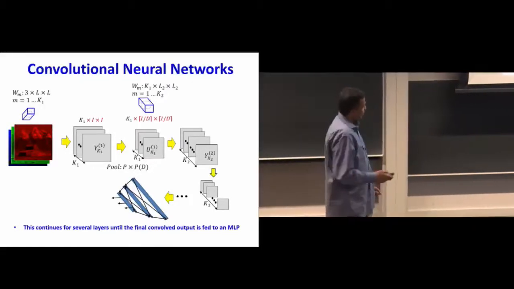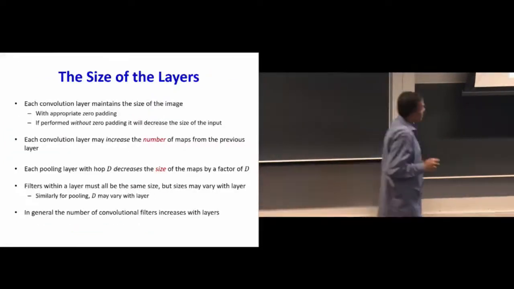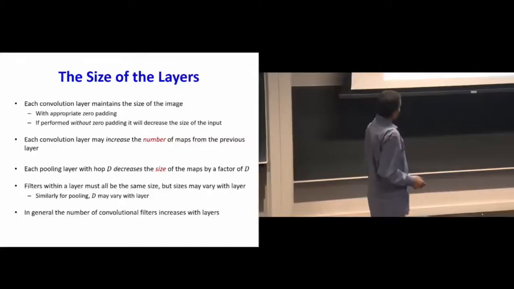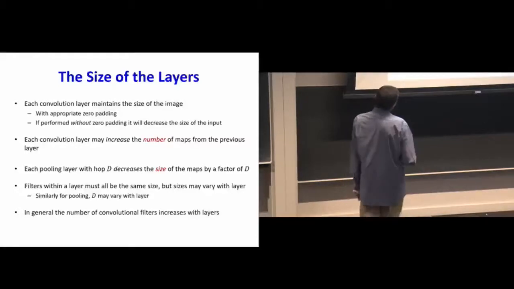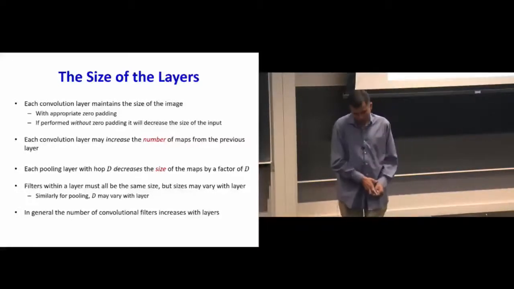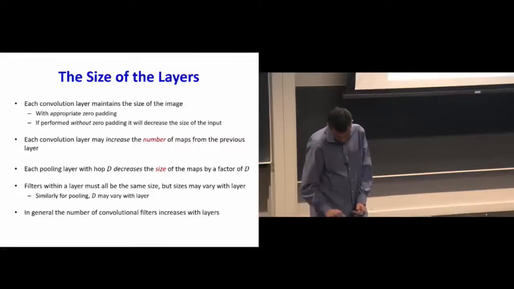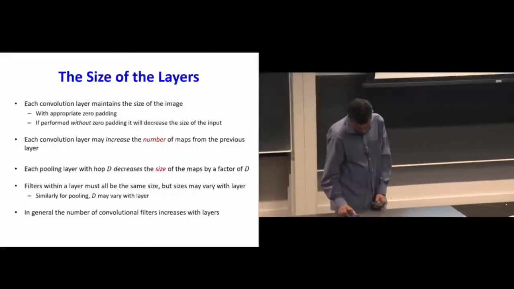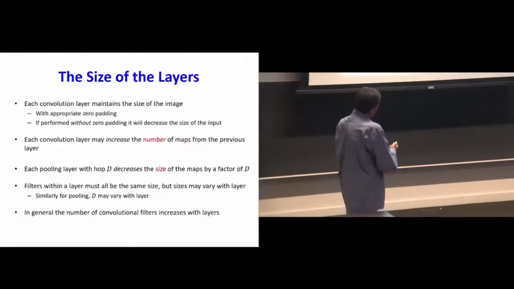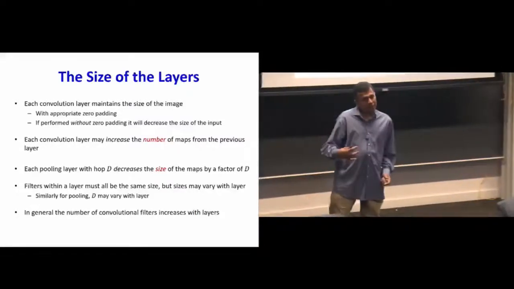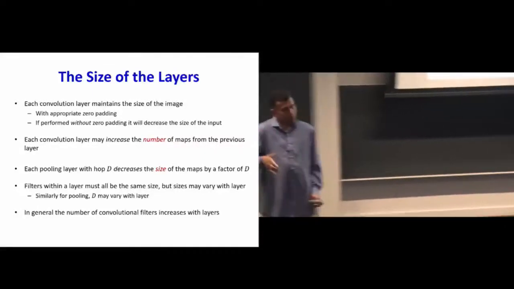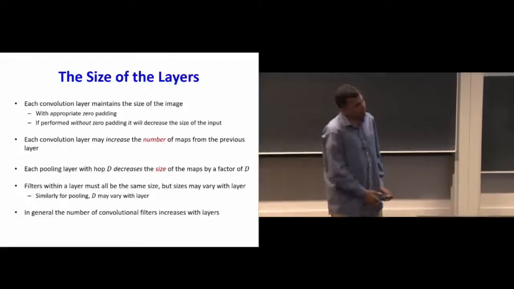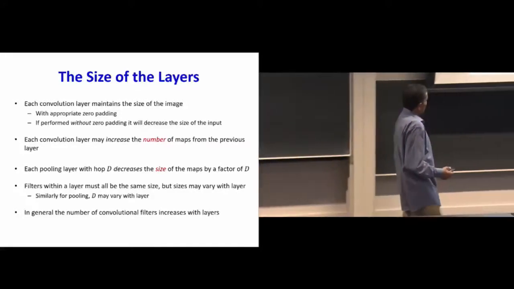So if you think of the size of the layers, each convolution layer, if you zero pad it, is going to maintain the size of the image. Without zero padding, it would shrink it. Now, within each convolution layer, I can actually increase the number of maps. So in the first layer, I might have some K1 filters. In the next one, K2 can be greater than K1. And in the next layer, K3 can be greater than K2. And this is typically what is done.